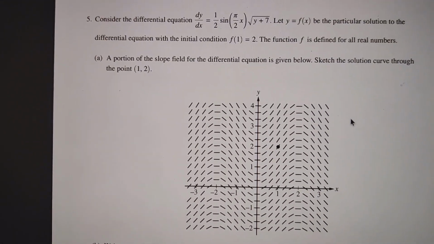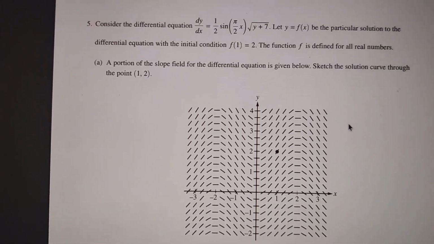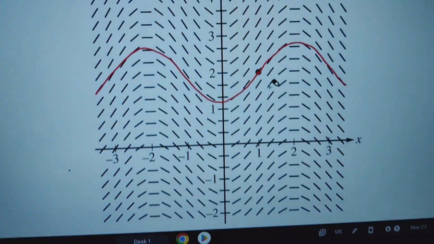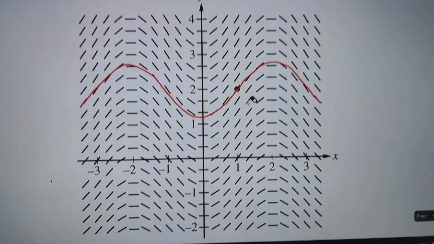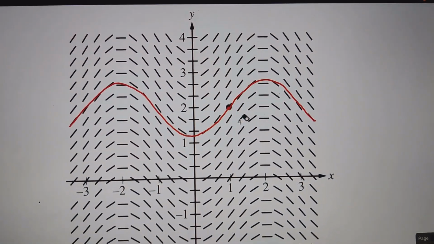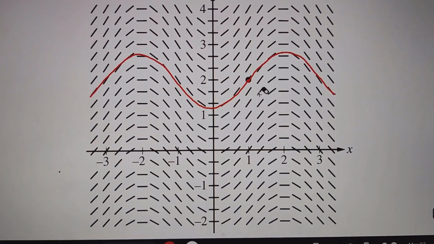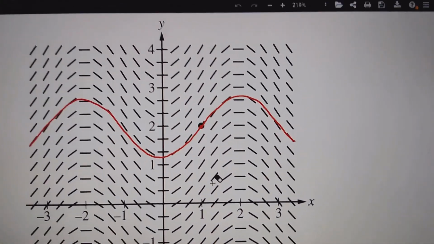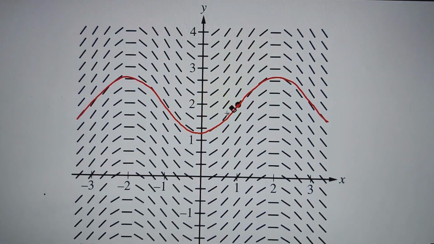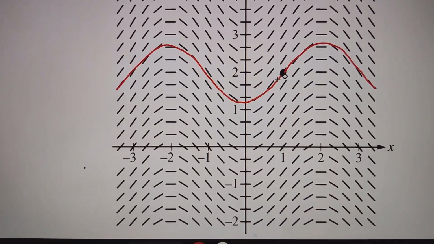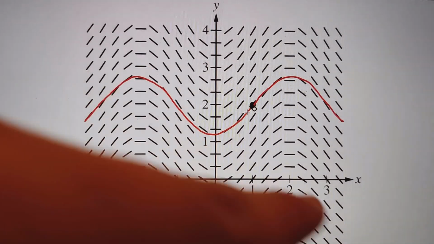So part A: the portion of the slope field for the differential equation is given below. Sketch the solution curve through the point (1, 2). So, slope field on screen. For part A, it's pretty much a free point. There's nothing really hard to it. All you have to do is follow the tangent slopes throughout the graph and make sure that you hit the given point (1, 2). So it's pretty much an easy point. You can't really mess it up. You just follow the lines.